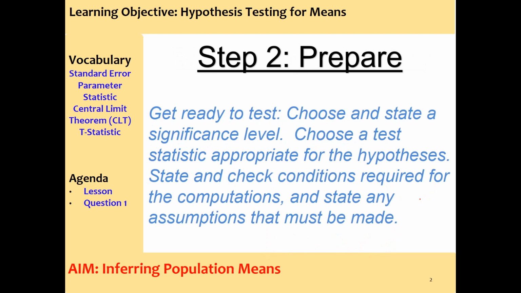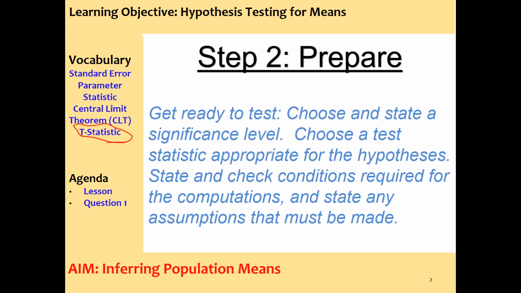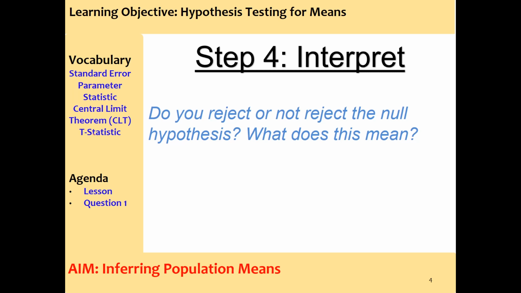Step two is prepare, get ready to test. Choose and state a significance level, choose a test statistic. So finally we're using this vocabulary word, this T statistic. In the last unit, we called it Z statistic. Here it's T statistic, and we're going to use it to find our p-value. So in order: state the hypothesis, prepare, and for prepare we have to check just two conditions, so we'll go over that. Then compute to compare, where we do all our computations, and then lastly, interpret.